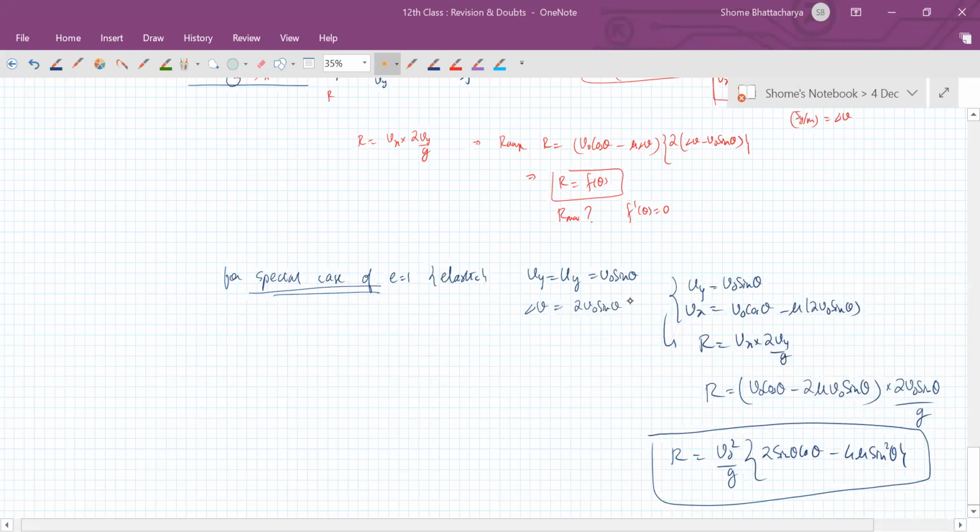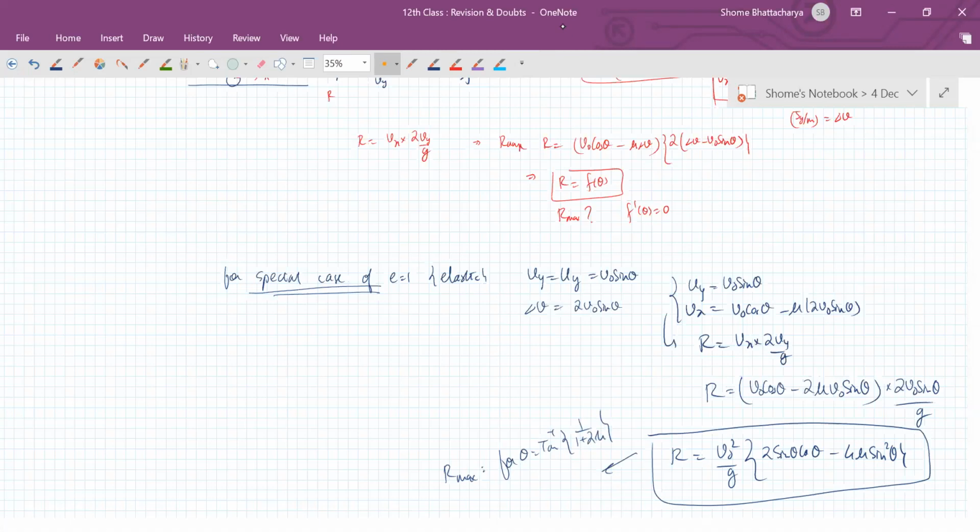Tan inverse of 1 plus 1 by 2 mu. So range is maximum for theta equal to tan inverse of 1 upon 1 plus 2 mu. So this is what you should be getting.